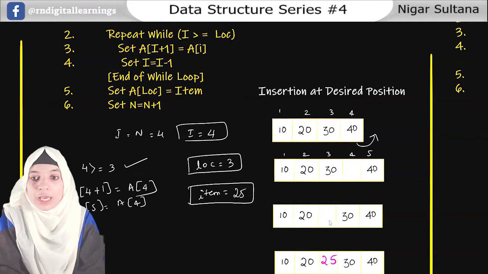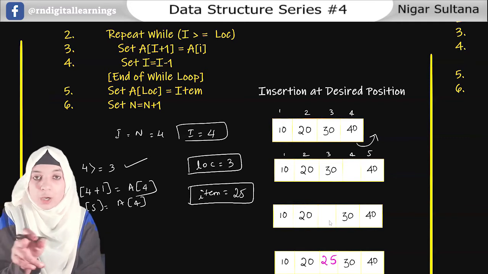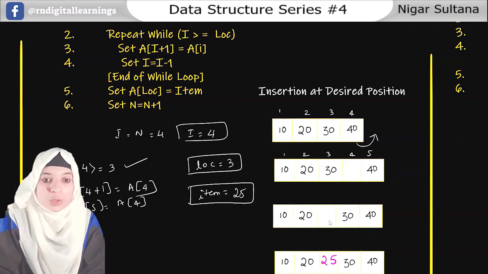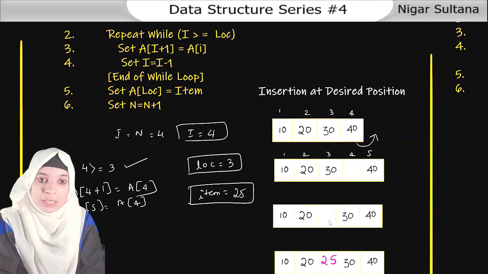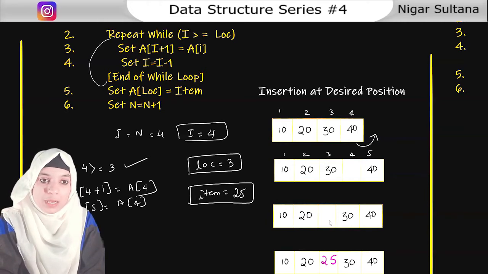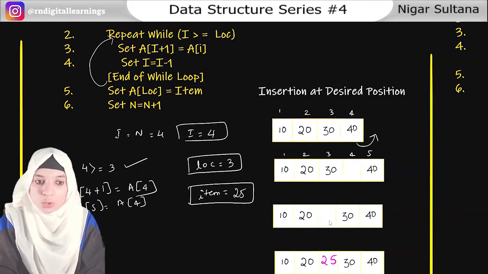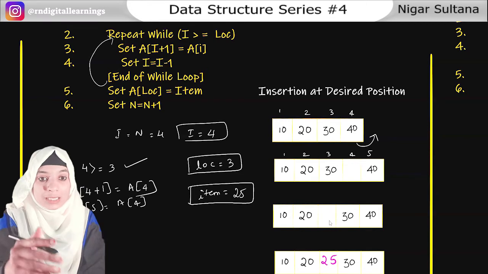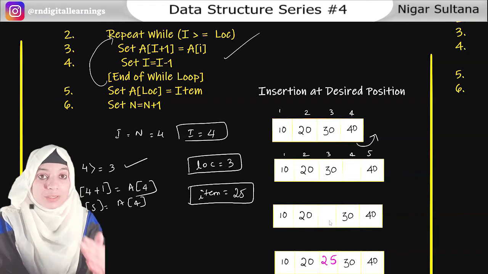What is A of 4? A of 4 is 40. Now at the place of A of 5, I will be giving the value 40. Okay, now my A of 4 is empty. So what happens next? When the statement is executed, I'll be checking again whether I is greater than or equal to location. Before that, we have done the assignment. So now I need to decrement the I there.